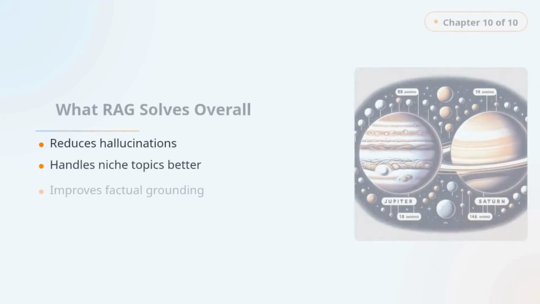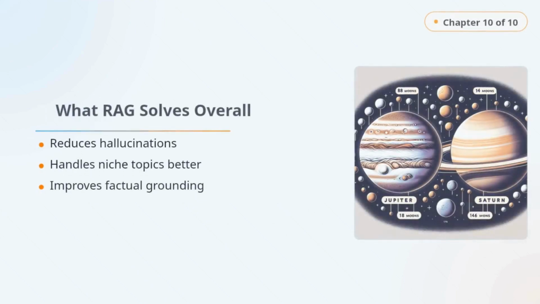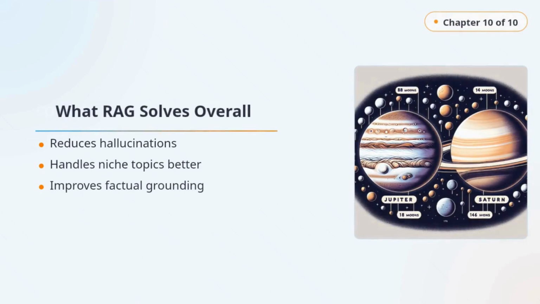So overall, RAG helps solve several common LLM problems. It reduces hallucinations by grounding answers in retrieved sources. It handles dynamic knowledge better because it can access newer information. It also performs better on niche or specialized topics when connected to domain-specific data. In short, RAG does not replace the LLM. It upgrades the LLM by giving it the right context at the right time.